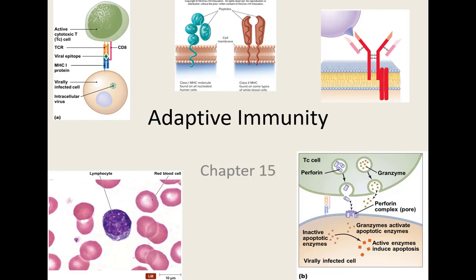So the immune system chapter itself is 3 chapters, 14, 15, and 17. 14 is all about the innate immune system, which my next slide will talk about what that is. Chapter 15 is all about the adaptive immunity, and chapter 17 is all about how we can use everything we know about the immune system for our own purposes.